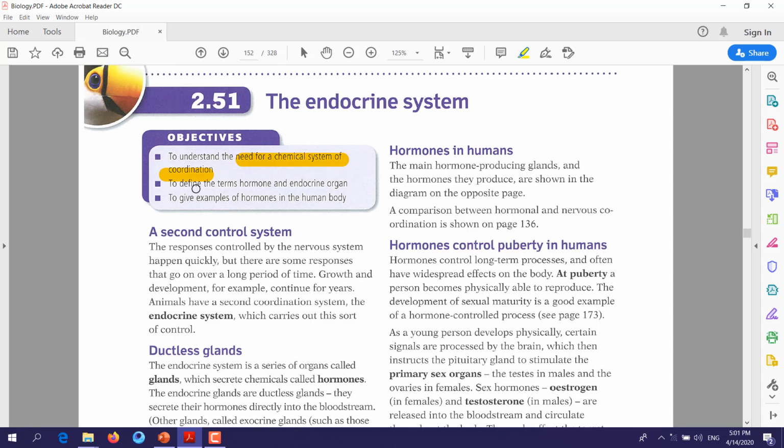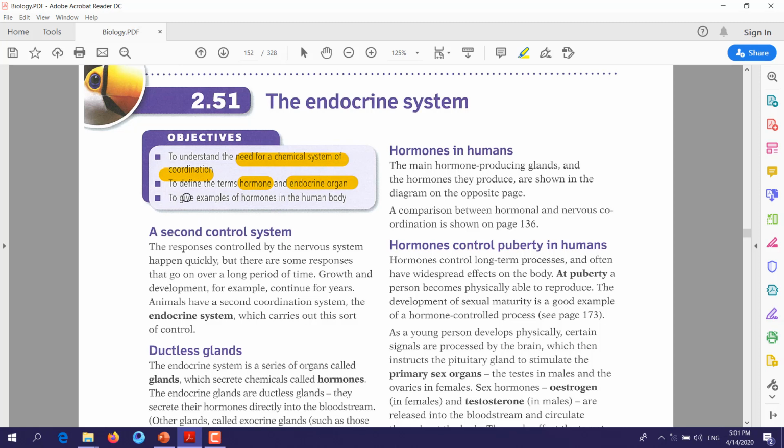Secondly, to define the terms hormone and endocrine organ. When we talk about the endocrine system, we will see that it consists of organs, and these organs release hormones. So we should be able to give a definition of hormone and also endocrine organ.